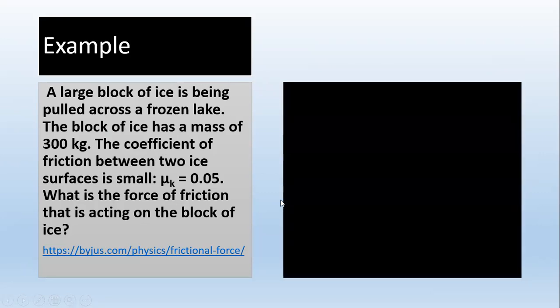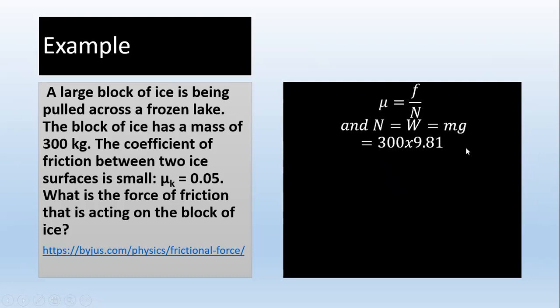You can draw the diagram. Then you know that this question is taken from this reference, if you're interested in this also. Here's our definition: frictional force over normal reaction. Go to definition. And then remember that your normal reaction equals weight, equals mg. Calculate out 300 times 9.81.